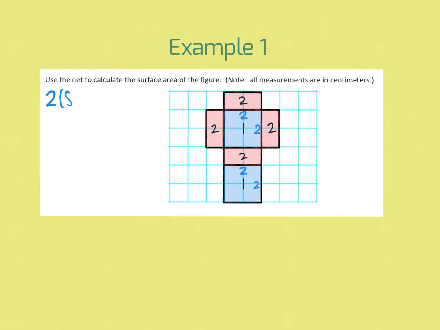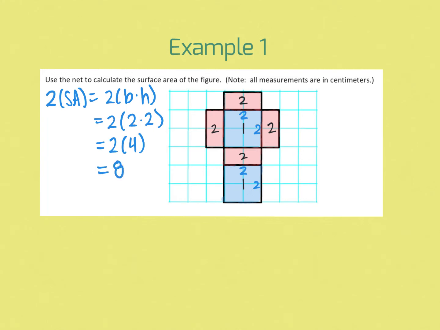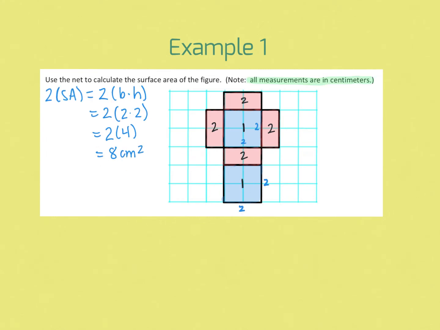So 2 times the surface area equals, we know that's 2 times base times height. And then 2 times 2 times 2. So that's 2 times 4. So that means that for the blue squares, it is 8 square centimeters. And now that we see that.